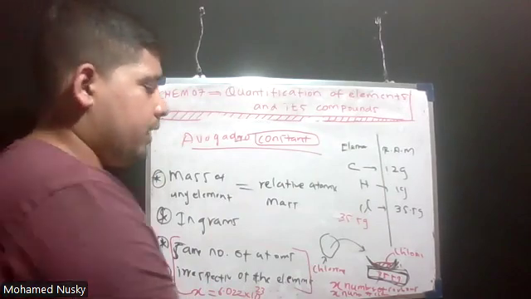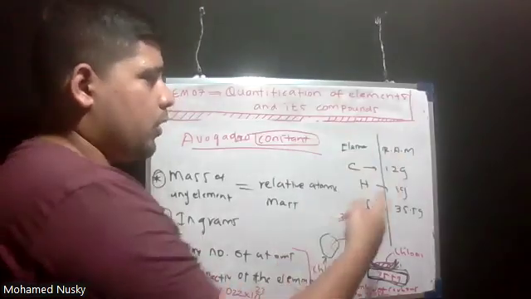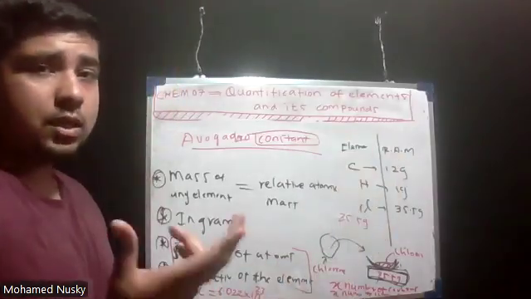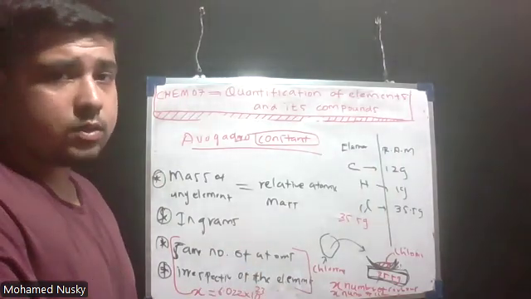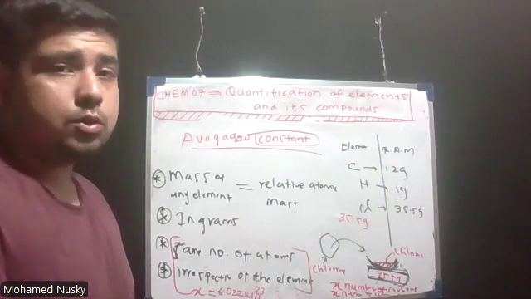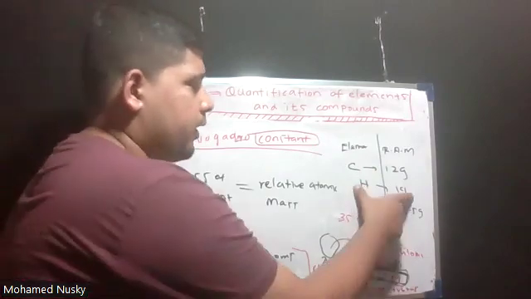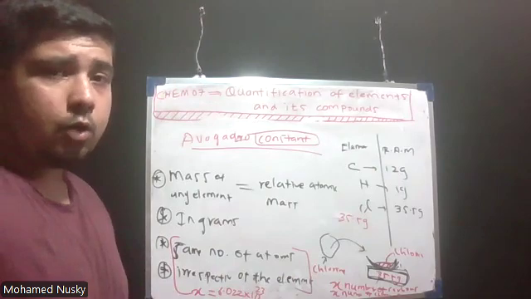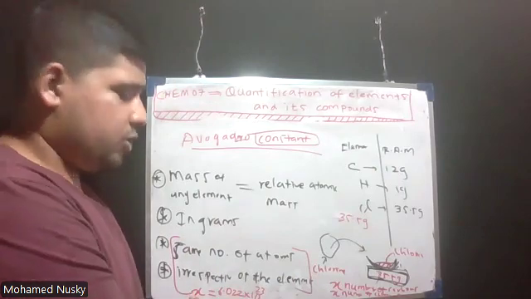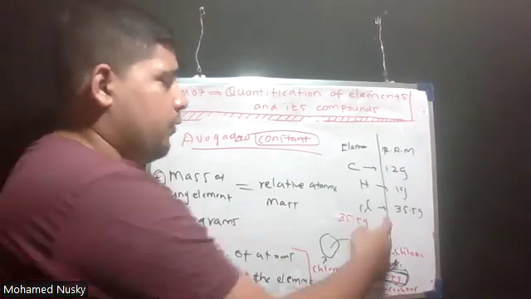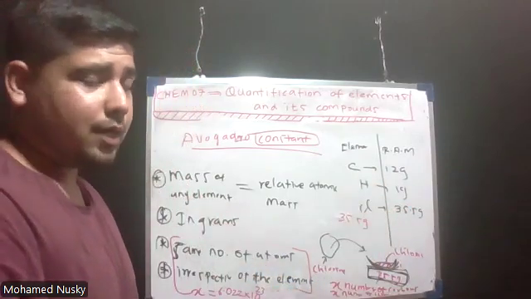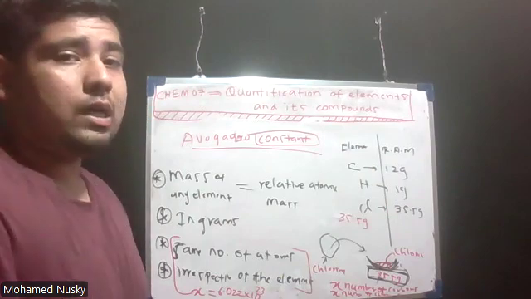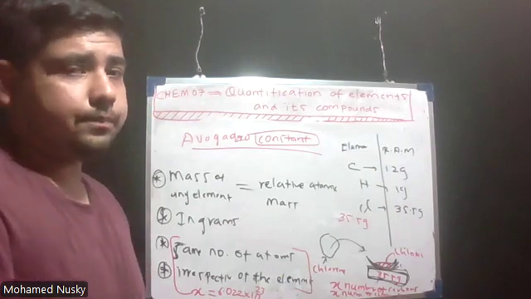So, if I take 12 grams of carbon, what is the number of atoms? That is the Avogadro constant, 6.022 times 10 to the power 23. If I take 1 gram of hydrogen, there will be how many hydrogen atoms? 6.022 times 10 to the power 23. If I take 35.5 grams of chlorine, how many chlorine atoms? 6.022 times 10 to the power 23.